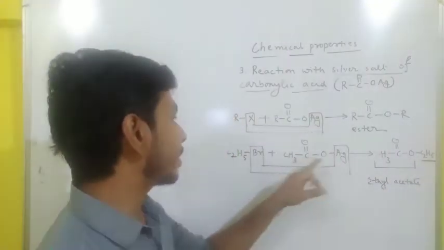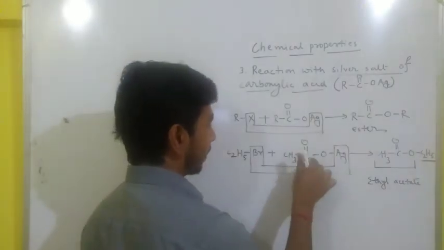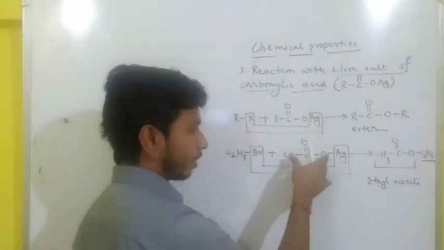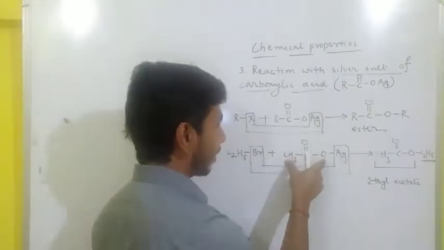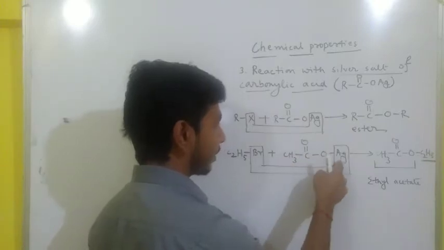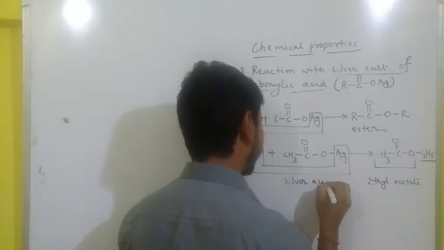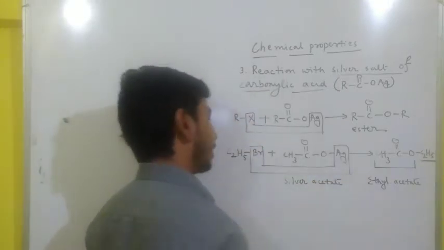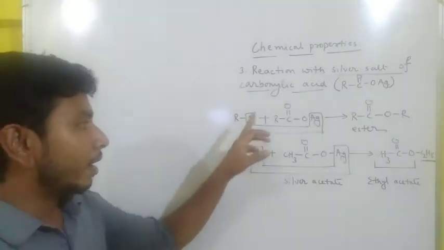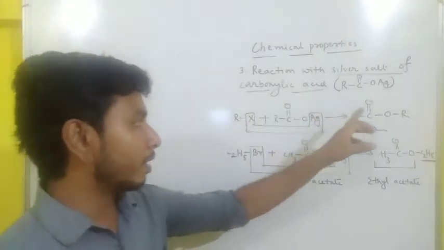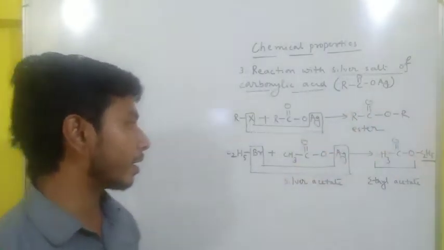Now what is the name of the silver salt of carboxylic acid? So it is silver, and this part is the acetate part. The parent acid is acetic acid, so it is acetate. So acetate is bonded with silver, so it is silver acetate. So alkyl halide on treatment with the silver salt of carboxylic acid, the product is ester. So we are getting the ester.